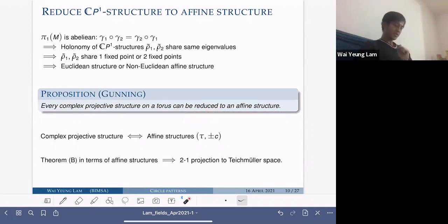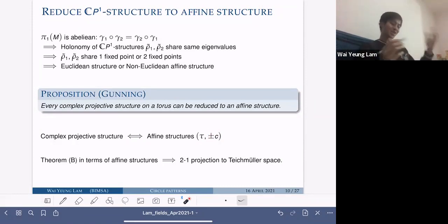One thing you should be careful about is that whenever you have one CP1 structure, it will give you tau C or tau minus C. The reason is the following. If you have this non-Euclidean affine structure, you have two fixed points, and there's a choice. You can put this point at zero and that point at infinity, or the other way around. These two different choices give you two different affine structures. The correspondence is exactly interchanging zero and infinity, which is just the map from z to 1/z. So the affine parameter goes from plus C to minus C.